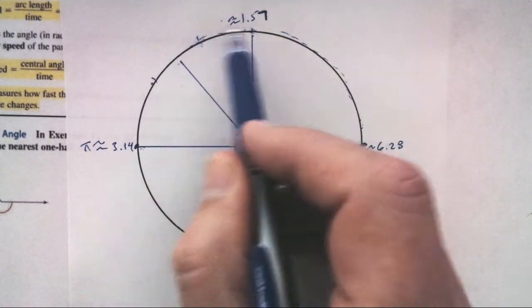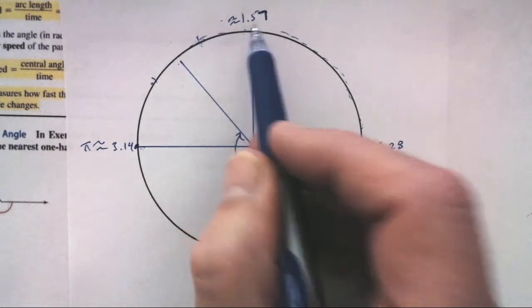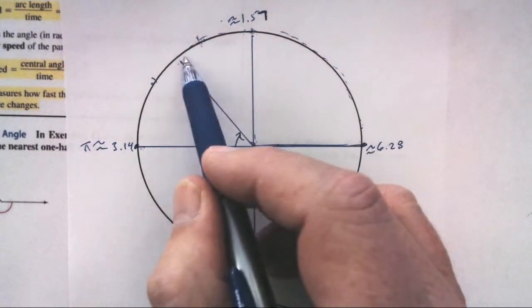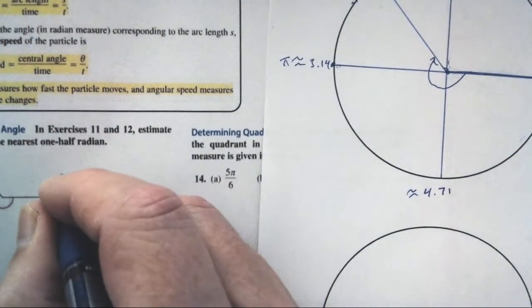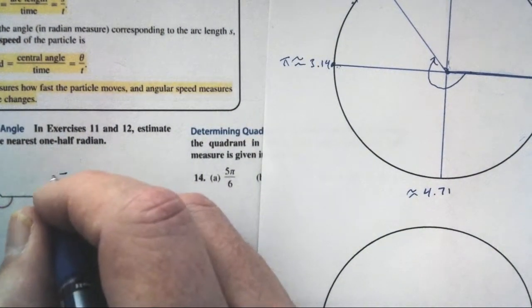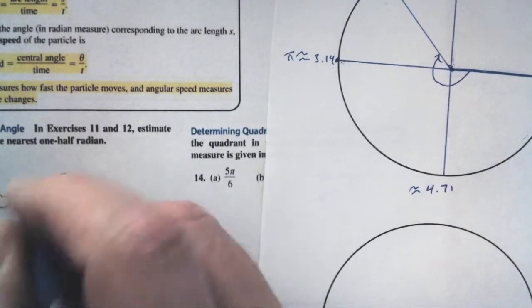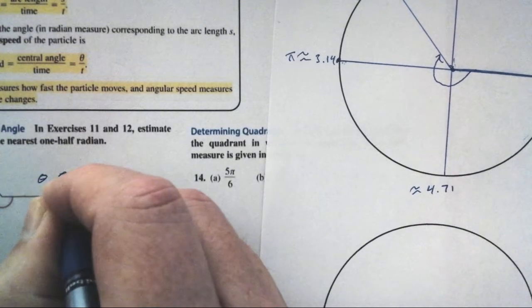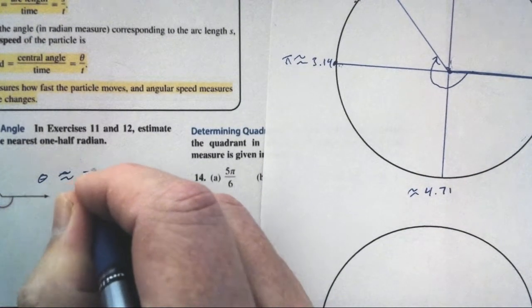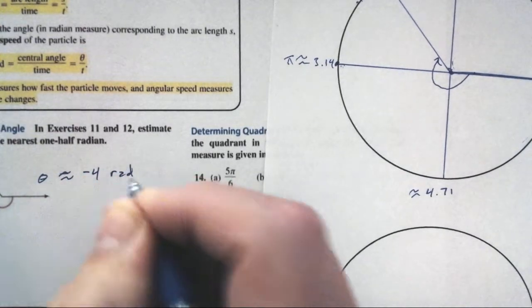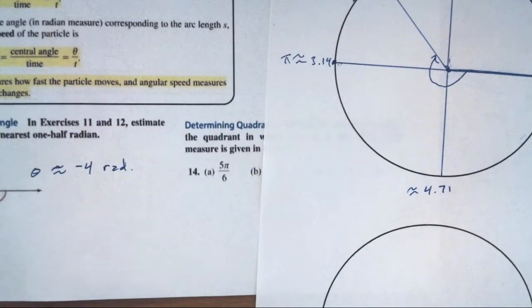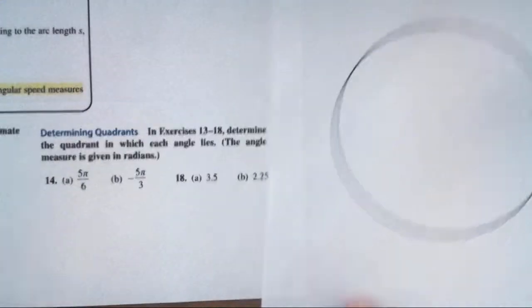If I go back about 0.5, a third of a radian from 4.7, I'm about 4.2. We're definitely in the ballpark of 4, but it's negative, so maybe I'll put theta in here. So theta is approximately -4 radians. That's to the nearest half. I'm pretty confident with that.